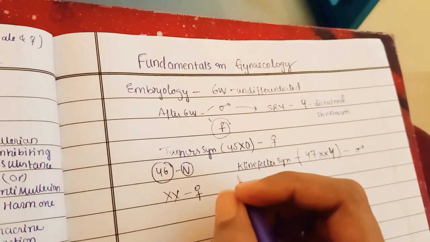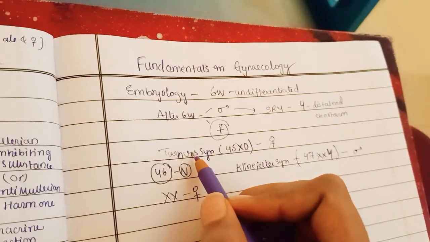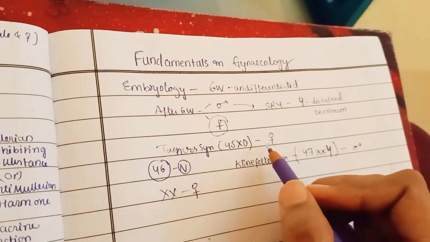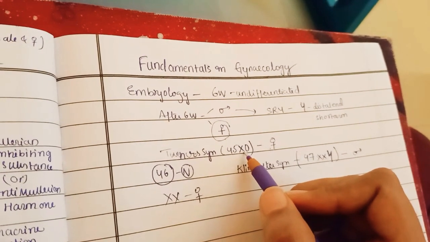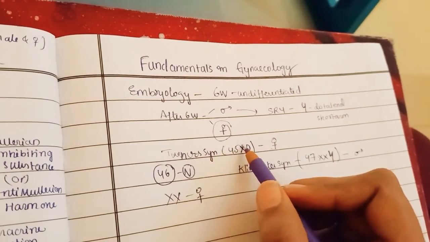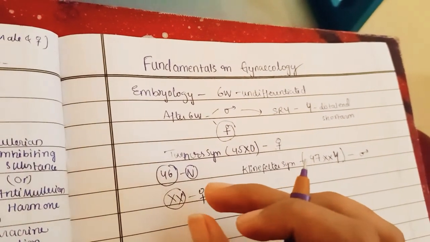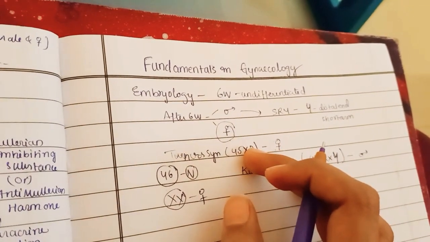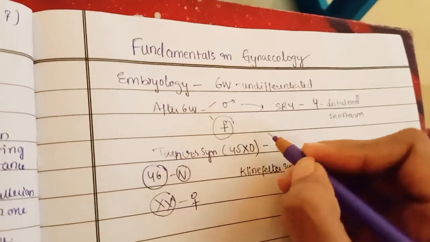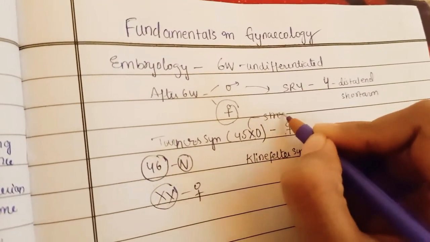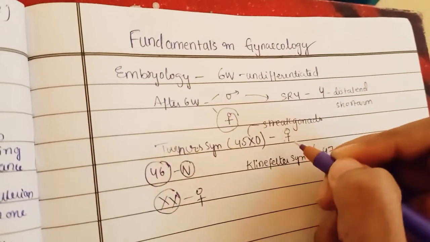Okay. So coming to Turner's syndrome, only one X chromosome is present and ovaries are developed. As we said, we need two for proper development, but there is only one X chromosome in Turner syndrome. So here, the gonads are called streak gonads. So streak gonads are seen in Turner syndrome.